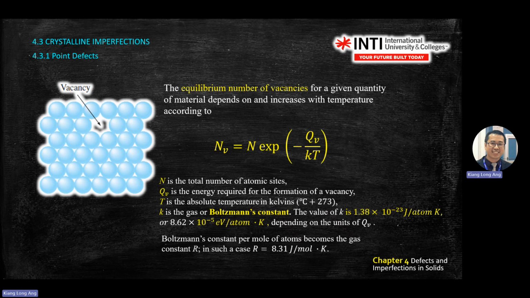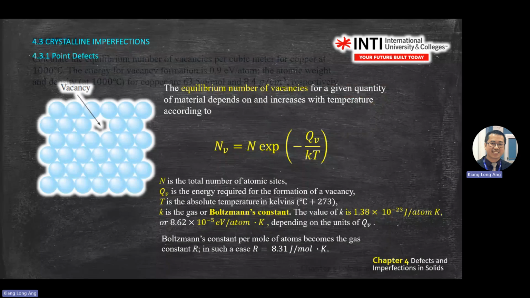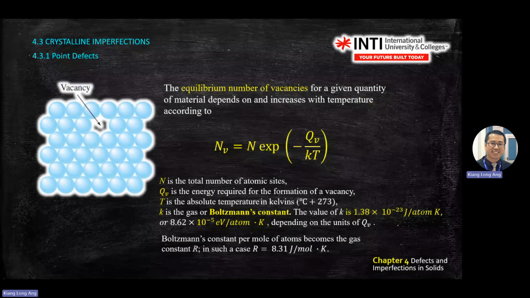So don't use the wrong value. It depends on the Q value here. If your Q value is given in joules, then you use this one. If the Q value is in eV, then you use this one. It depends on Q. Okay. And R is 8.31. This is also a constant.